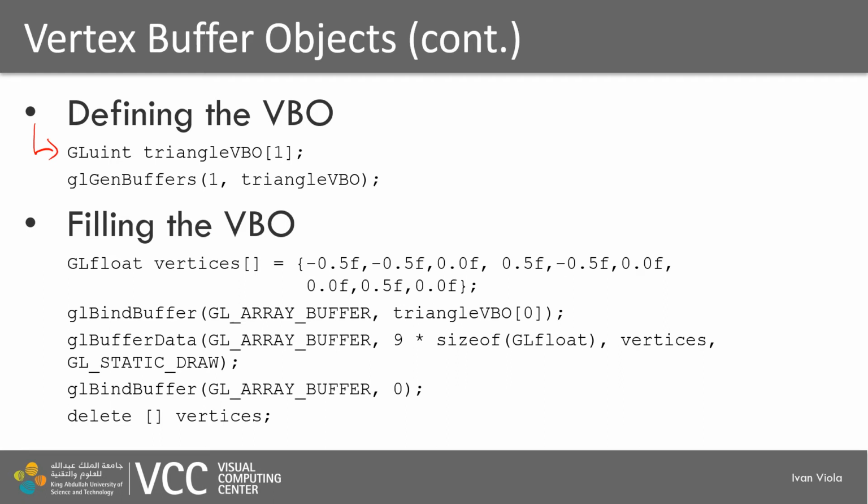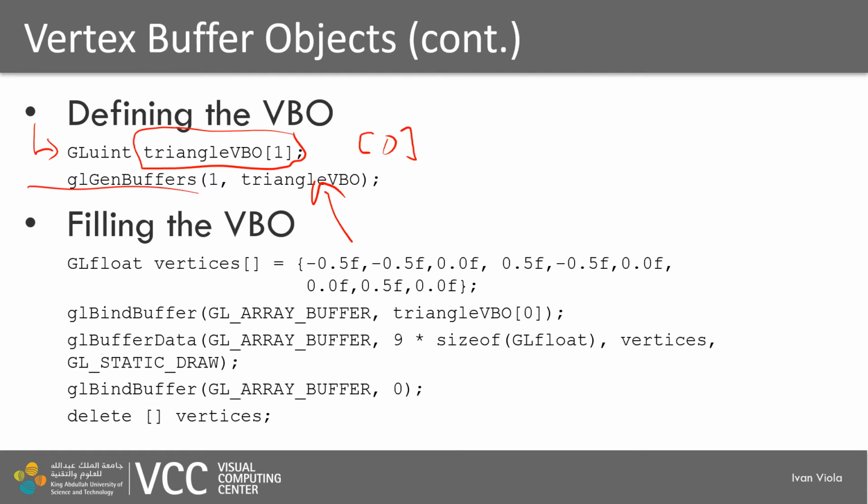Like, for example, we can see here. So we can create a triangle VBO, which will be one element array into which we will be storing our identifier of our vertex buffer object. So this triangle VBO 0 will be the identifier of our VBO, which we have generated with this command.